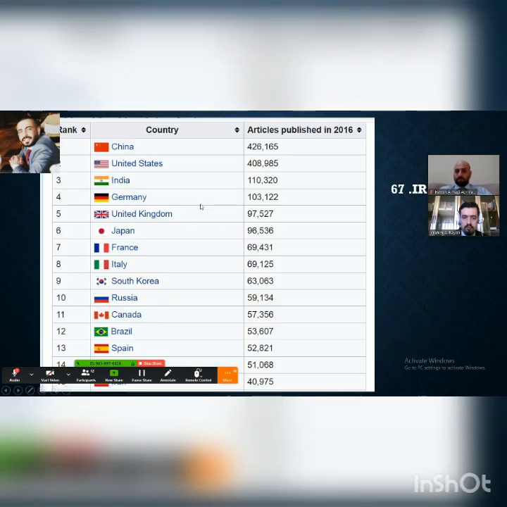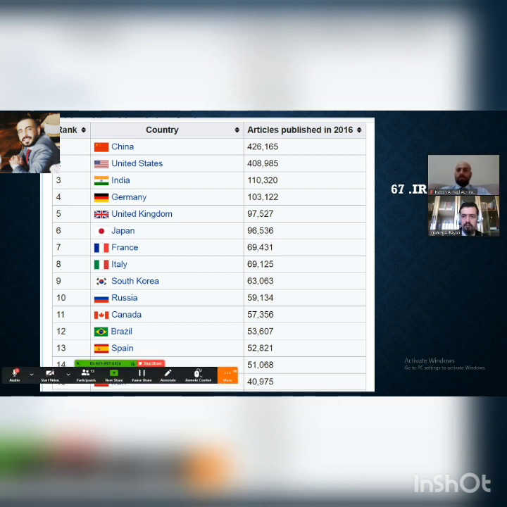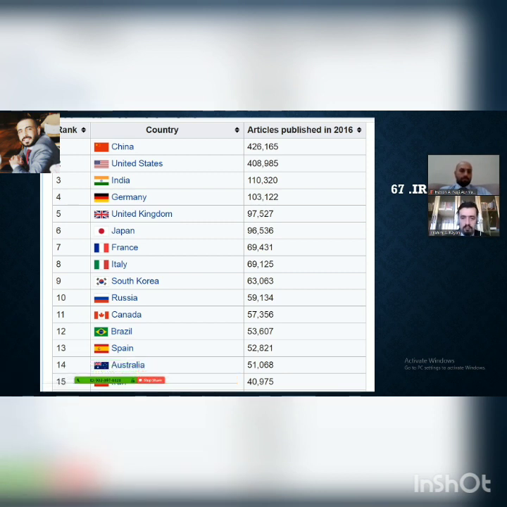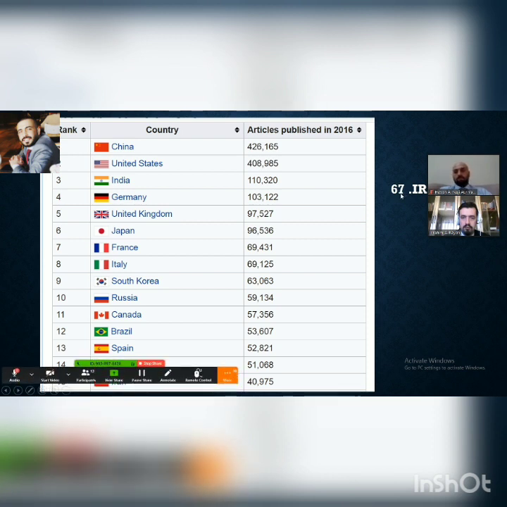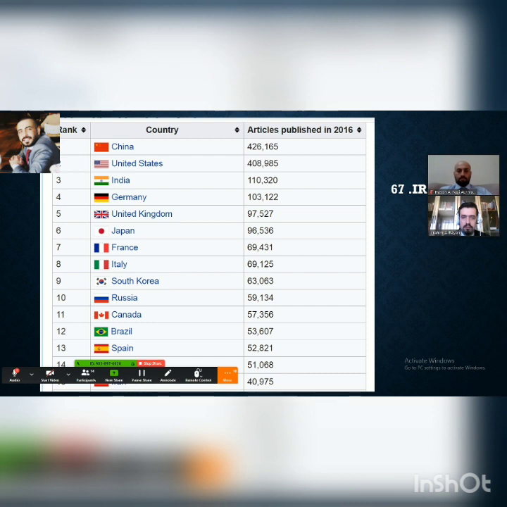We want to take real facts about publishing around the world. China takes the top for publishing, with 426,000 publications, according to 2016. Iraq here is 67 on publishing, with published books and documentation counted as something like 1,200. So you see the big difference between us and the world.